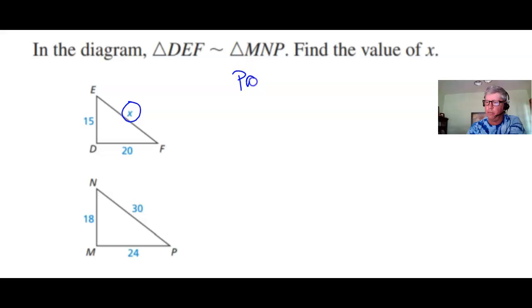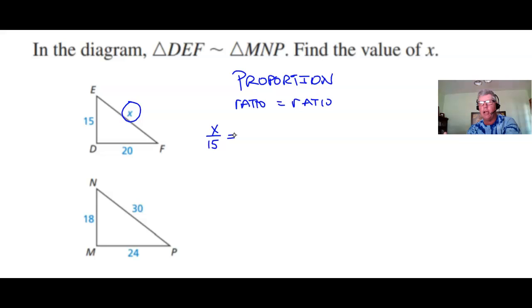Proportion. It's setting a ratio equal to a ratio. Well, the ratio of corresponding sides. So I can do this many different ways. I can do x over 15. And what I have to do is be careful to pick the corresponding sides in the right order. So that is going to be 30 over 18.